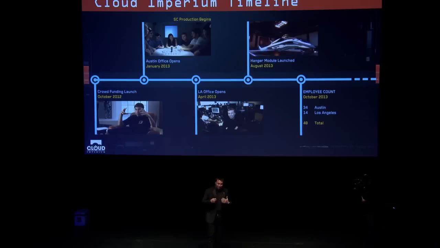And so, obviously we got the money, but then you've got to get the offices and start hiring people. So our first office opened in January of 2013 in Austin, and I think we started with 11 or 12 or 13 people. Then we opened the LA offices in April of that year, where we had about 5 or 6 people. We managed to get the Hangar module out in 2013, which was quite an achievement, considering we were still just opening offices and had a very small number of people.